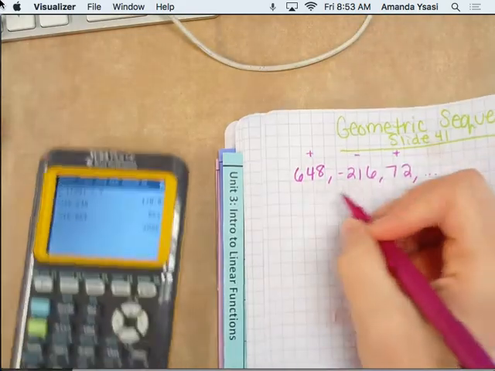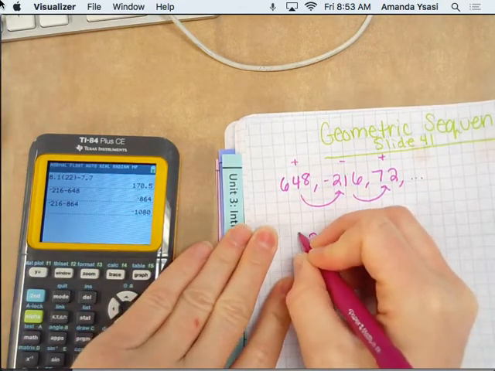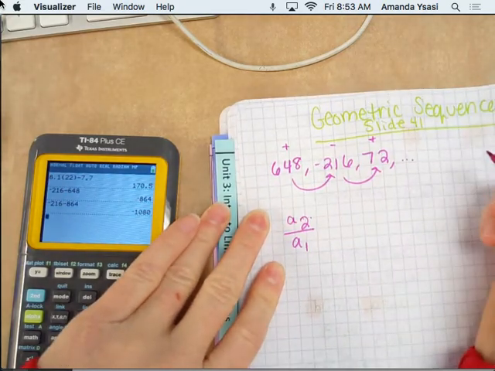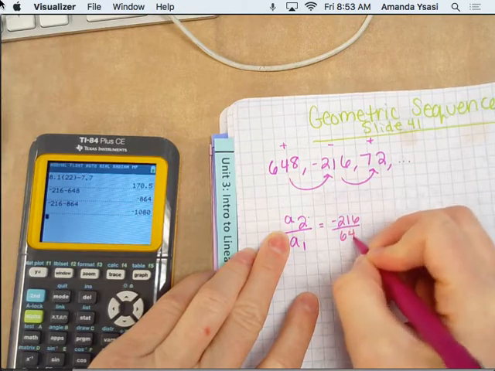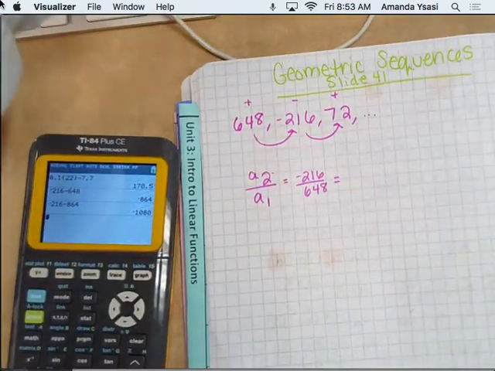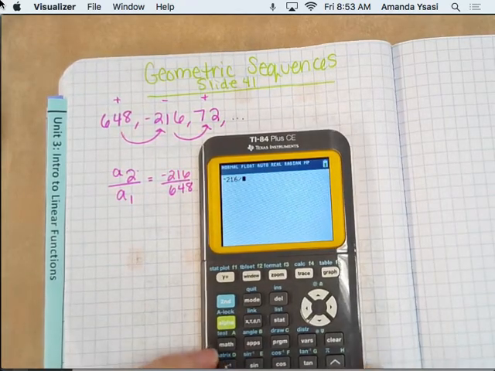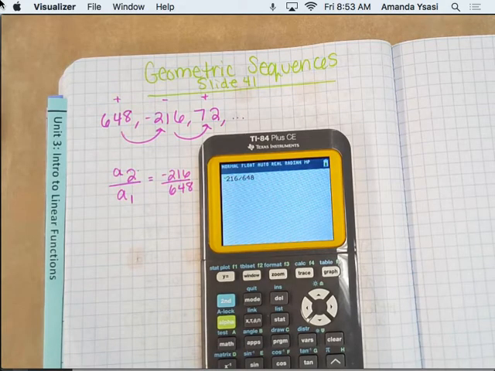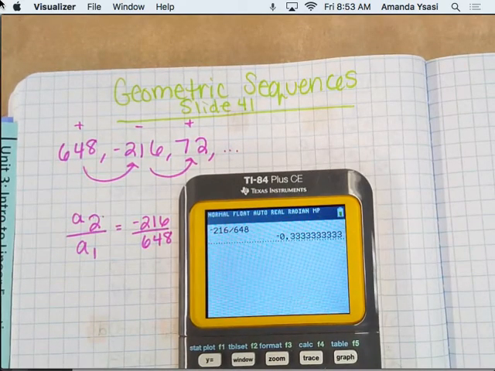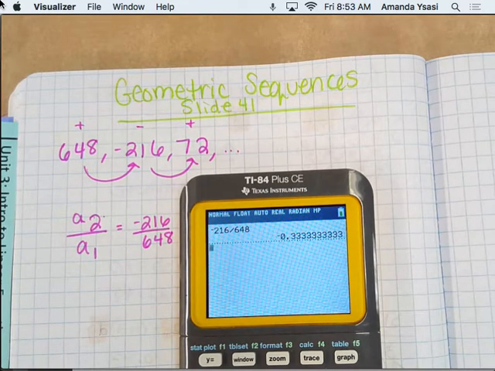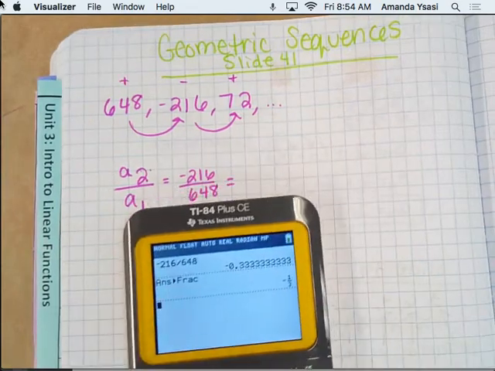So to find our common ratio, what it goes by, it's going to be multiplied by something. You do your second term, A2, divided by A1, to find what that common ratio is. So in this case, go ahead and write this down. It'd be -216 divided by 648. Find out what that number is. And I want this to be a ratio, so I need to change this back to a fraction. Math, frac, enter. So that is -1/3.